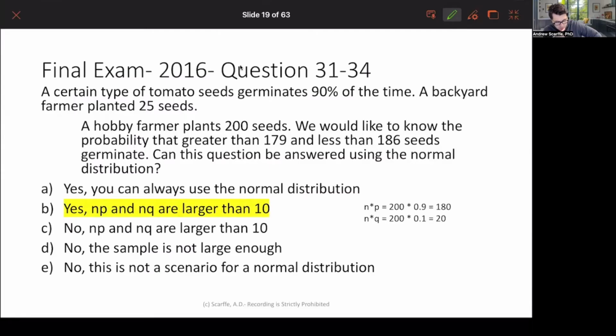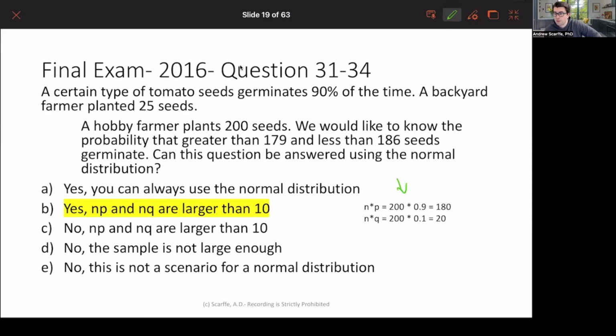Well, in this case, we're looking for the most right answer. And the most right answer here is that yes, because n times p and n times q are both larger than 10. And I've proven that over here in the margins for us. So 200 times 0.9 gives us 180, and 200 times 0.1 gives us 20. Both are greater than or equal to 10. So that meets one of our conditions for a normal distribution.